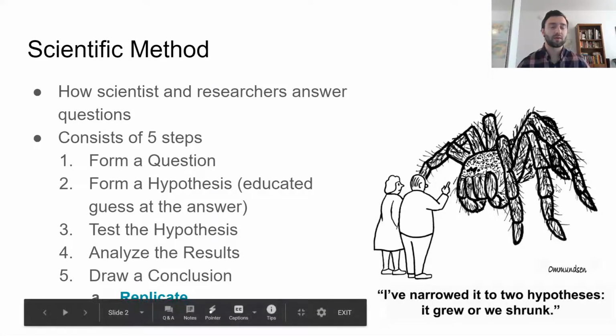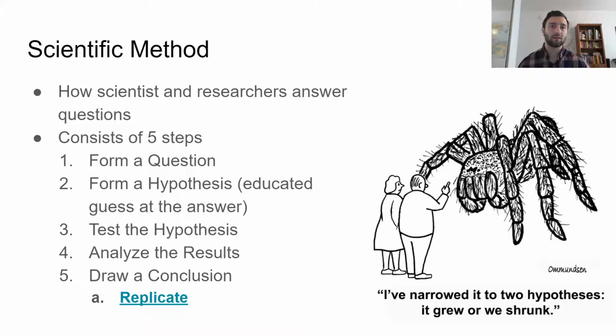So the first thing I want to talk about really quickly is just the scientific method in general. This is something you probably know about or talked about in any other science class, but just to review, right? What this is really referring to is how scientists and researchers answer questions. And there's 5 main steps. You could break it down even more in depth if you wanted to, but 5 big ones, right?